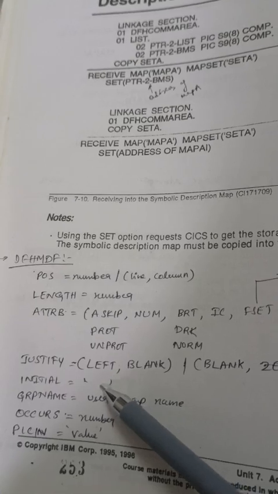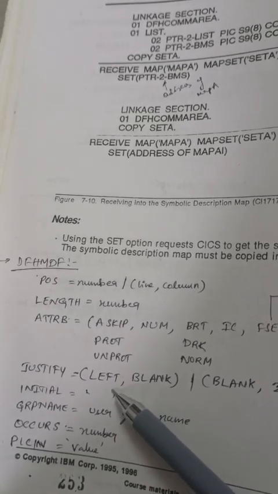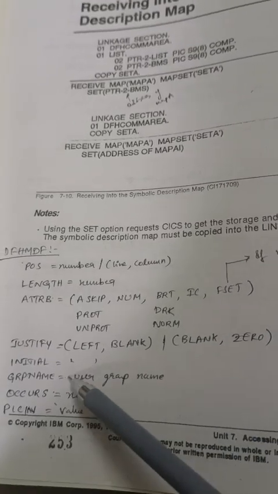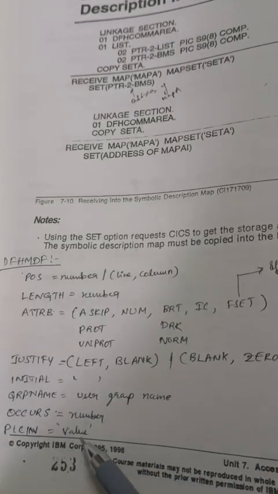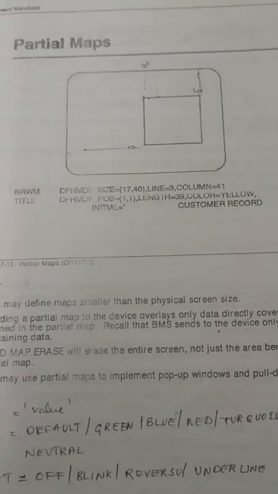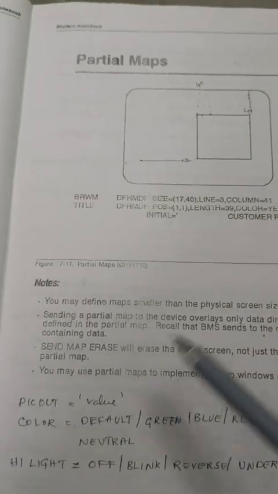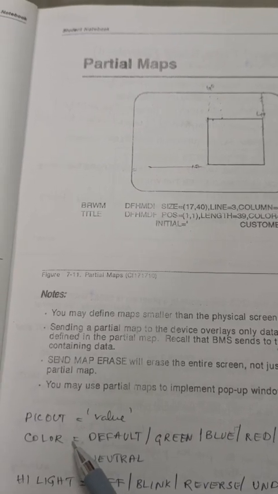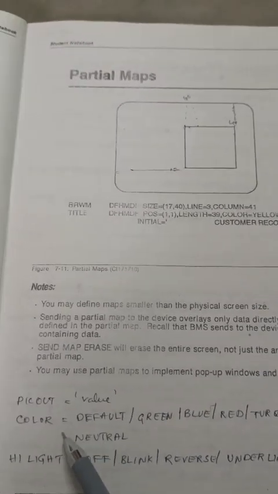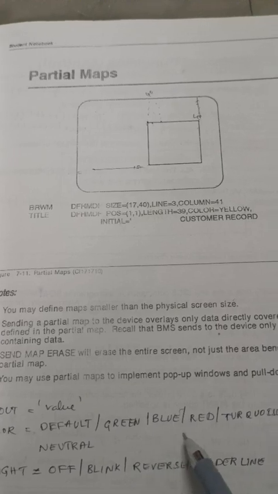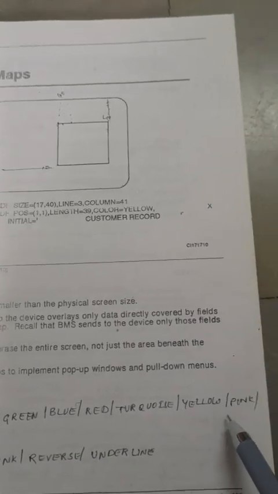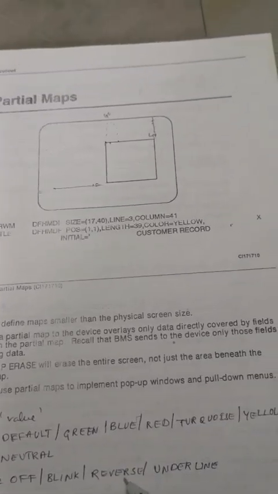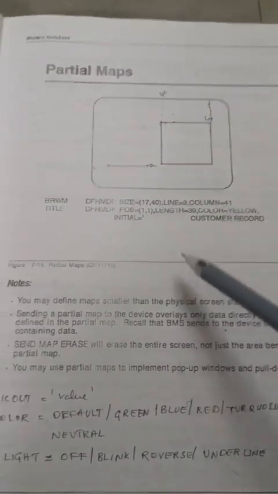and JUSTIFY. We have seen that if you are moving the cursor to the left side or right side, then we can give JUSTIFY. And INITIAL, we have seen, GRPNAME, OCCURS, PICIN, PICOUT, and we will cover this here. And this is the PICOUT, equal to value, and COLOR. These are the colors: default, green, blue, red, turquoise, yellow, pink, and neutral. And we can see HILIGHT is equal to OFF, BLINK, REVERSE, and UNDERLINE also.